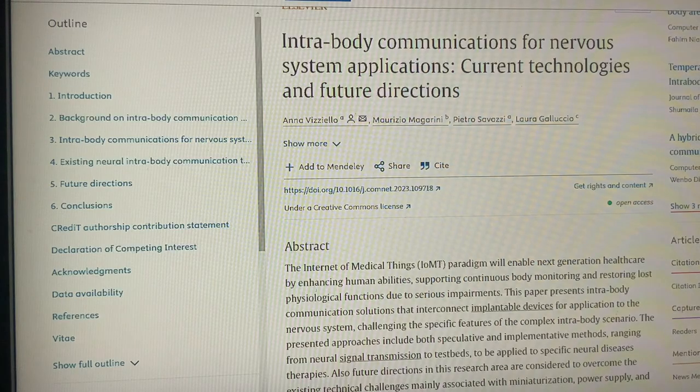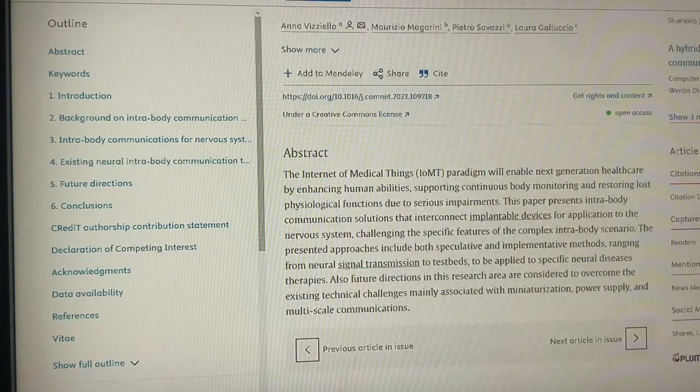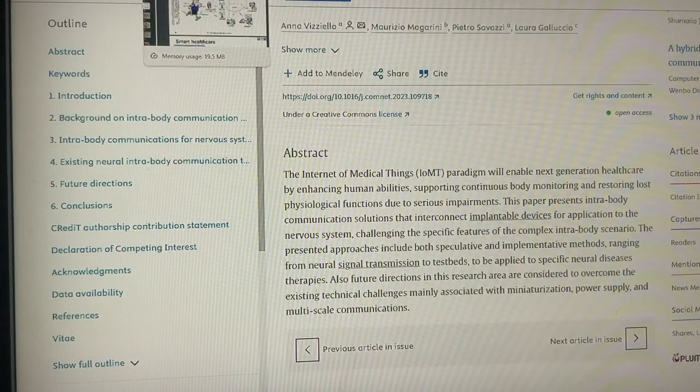Not a chance. So, the Internet of Medical Things paradigm will enable next generation healthcare by enhancing human abilities, supporting continuous body monitoring, and restoring lost physiological functions due to serious impairments. Now, how is that possible? How are they enhancing you?